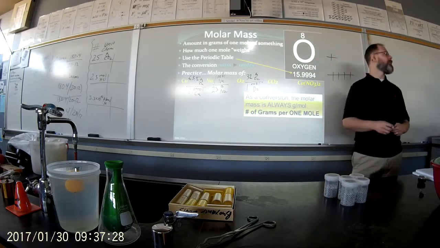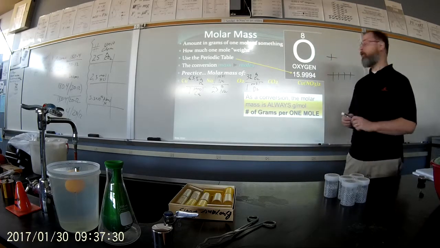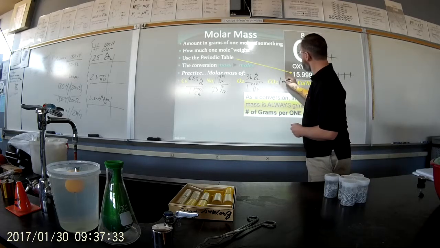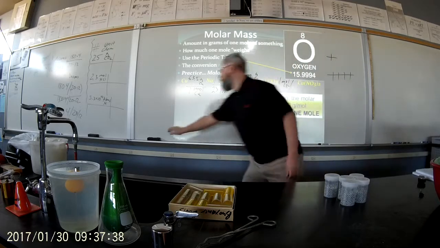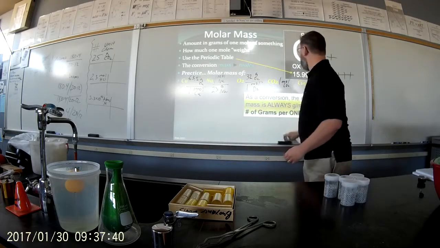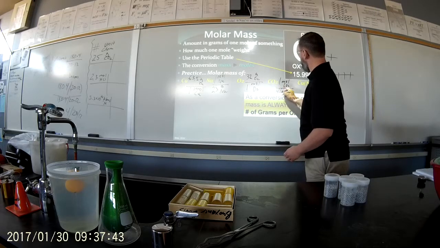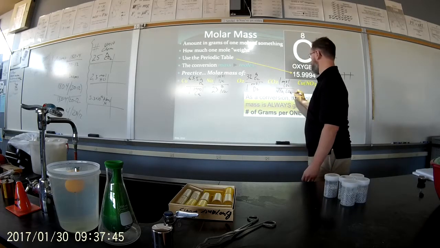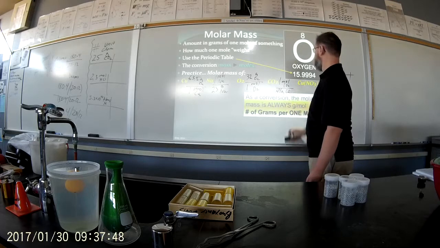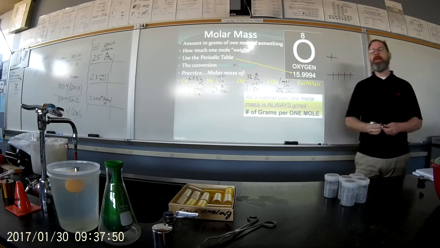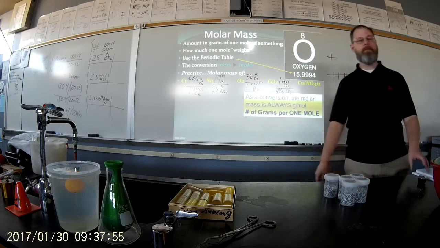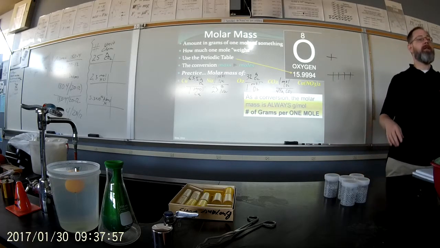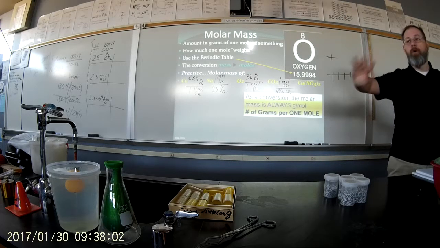Okay. What's carbon dioxide? 44. If I have 1 mole of CO2, I have 44 grams of CO2. Pretend that's a 2. I'm not going to worry about the last one. So once again, the reason I brought this up is molar mass can be grams per mole or moles per gram.